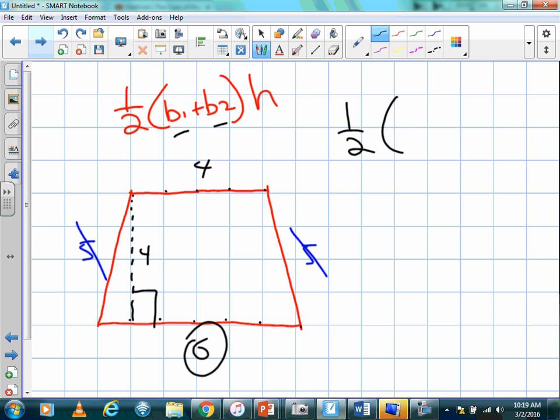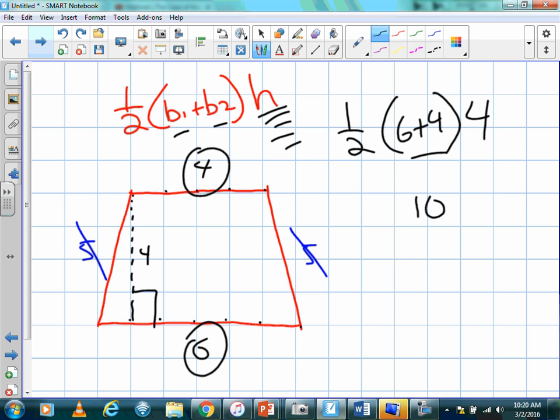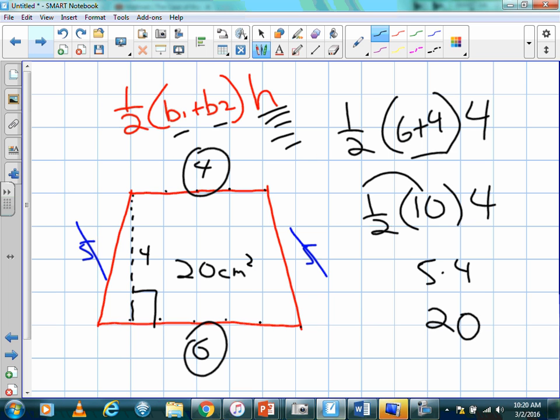B1 would be 6 plus the 4, because they're the parallel lines. And my height is 4. So I think I'll do this first. That will be 10. Oh, you can do this with your head. Half of 10 is 5, and 5 times 4 is 20. There are 20 centimeters squared.